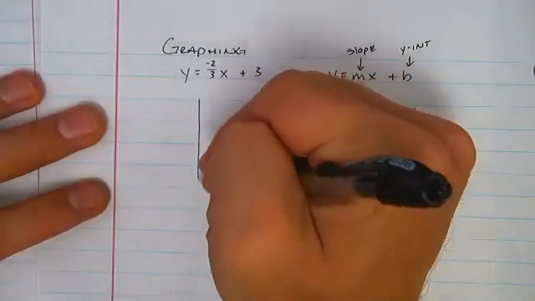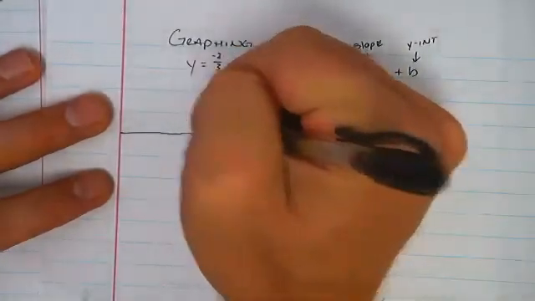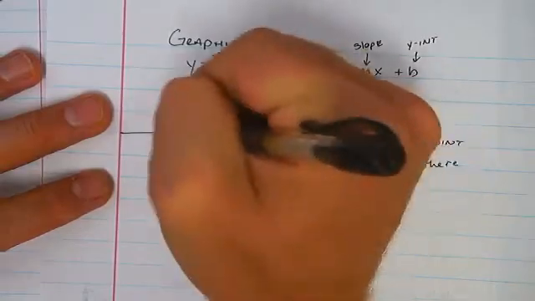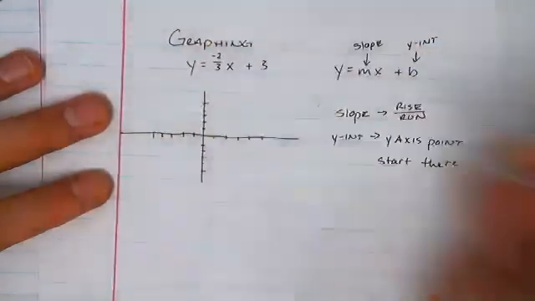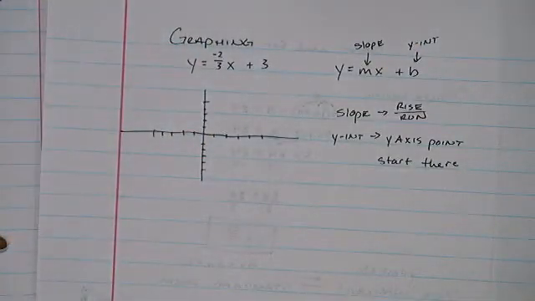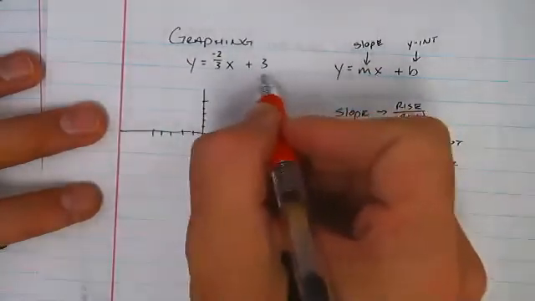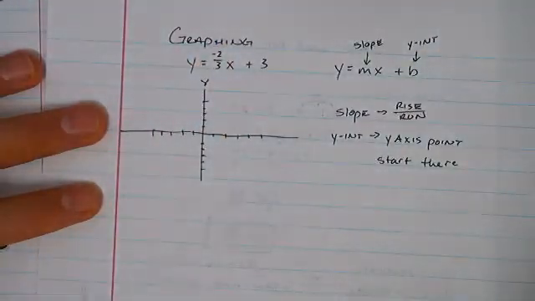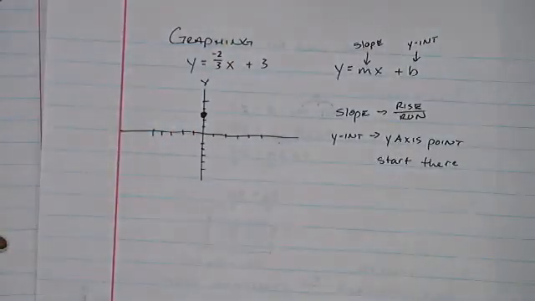So just a quick graph, nothing fancy. It doesn't have to be right. 1, 2, 3, 1, 2, 3, 4, 5, just a little bit in every direction so we can get a good little graph going here. Again, start with your y-intercept. In this case, it's positive 3. So on the y-axis, I'm going to go up to positive 3 and place my first point. That's definitely a spot on this line.